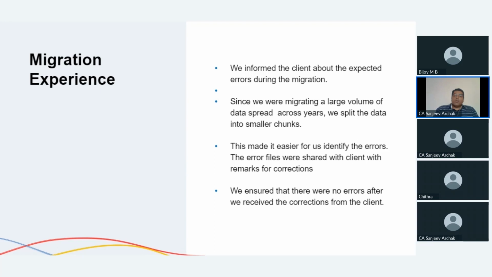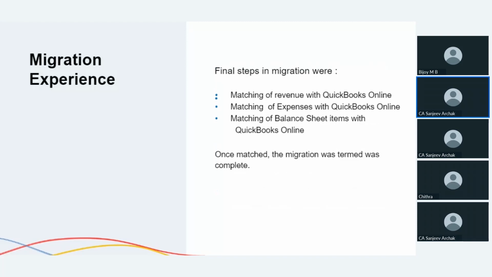Now, once those errors were solved, we had to re-upload those files and ensure that there were no errors post the corrections that the client made. This was vital for us to finish the migration. Now, when we say finishing the migration, what does it mean, right? The process of finishing the migration includes basically 3 thumb rules. So what are we looking at?